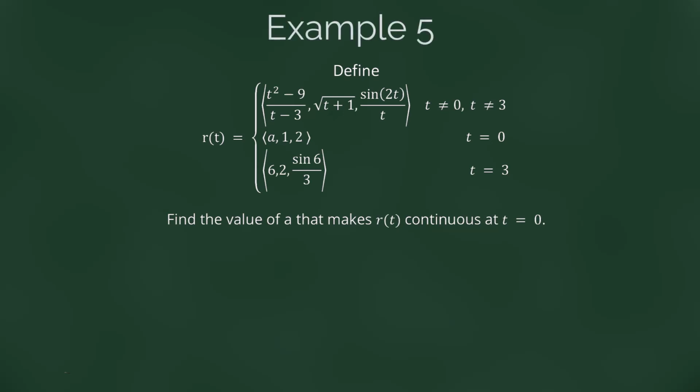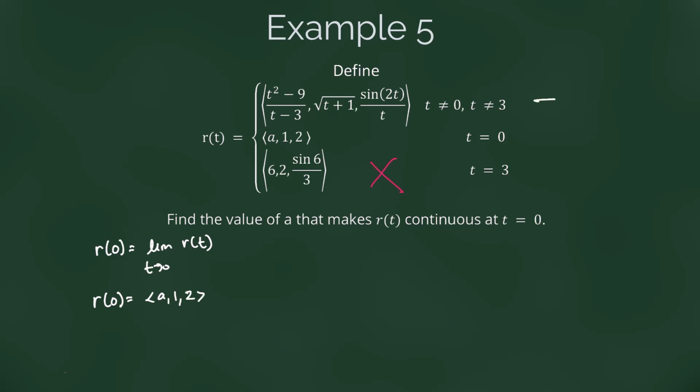All right, for our last example, we have a piecewise defined vector valued function, and we want to make it continuous at 0. So in order for it to be continuous at 0, we need for r of 0 to equal the limit as t approaches 0 of r of t. So we don't really need to concern ourselves with what's happening down in this last piece of the definition because 0 isn't involved there. That's only defined at t equals 3. So we're going to look at the first two, and we can see that when t is 0, r of 0 is a, 1, 2.